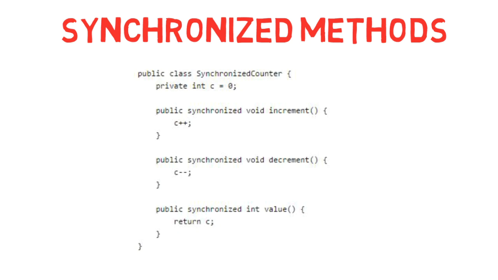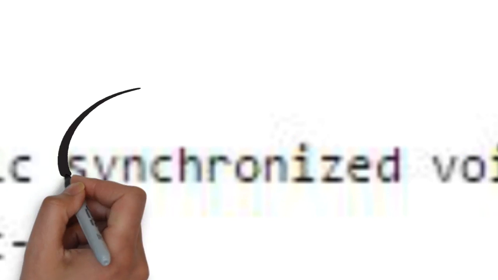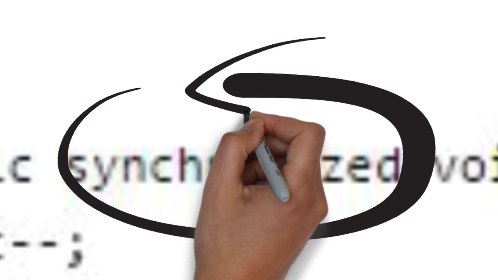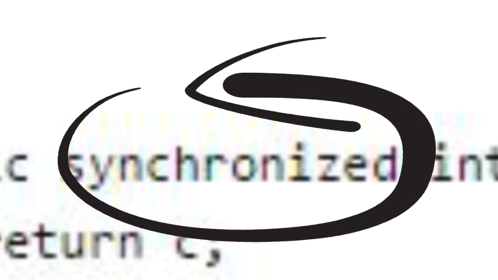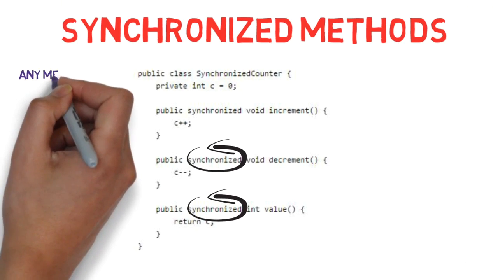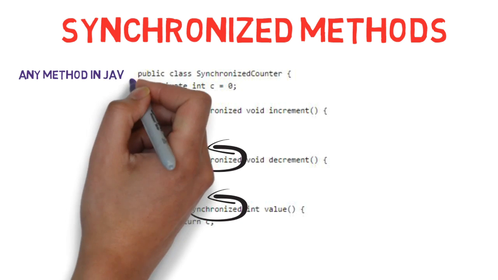Here is some code on screen which uses the synchronized keyword in methods. Here we have a synchronized counter. It has a private integer variable c, which is the actual counter. We have methods which can increment and decrement this counter, and one method which returns the value of the counter at any point in time. If you notice, all of these methods are synchronized. Increment, decrement, and value. All of these methods are synchronized.